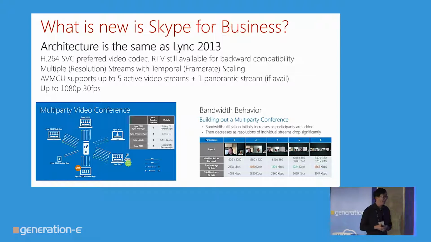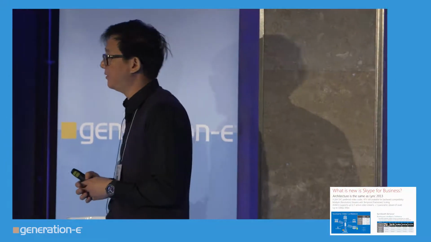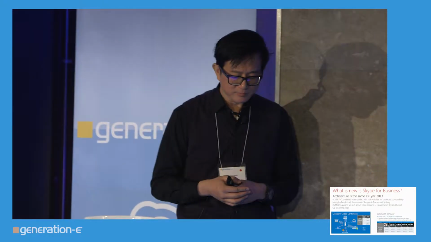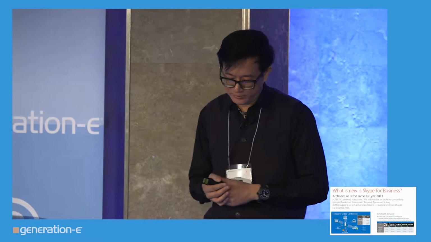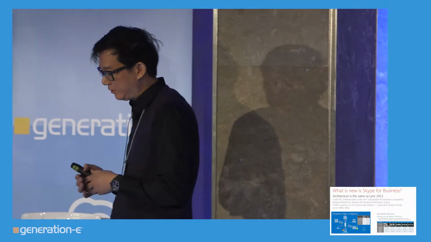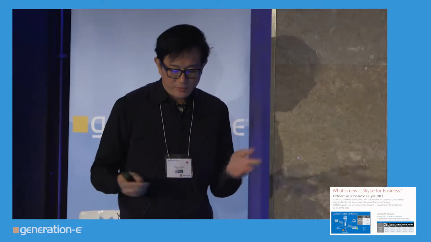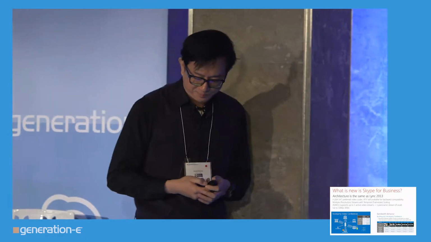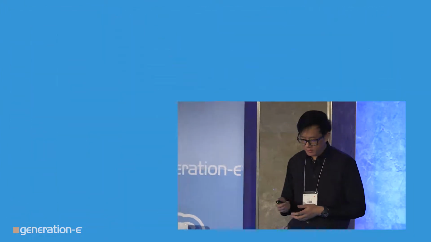And the Lync AVMCU itself supports up to 5 video streams, as you can see in the gallery view, and a panoramic stream if you have the RoundTable connected and sending video. And of course, it does 1080p at 30 frames for Skype for Business, compared to the old days in Lync 2010 where you had just 720p. So architecture-wise, it's about the same as Lync 2013. There are some new things, so we'll talk a bit about it.